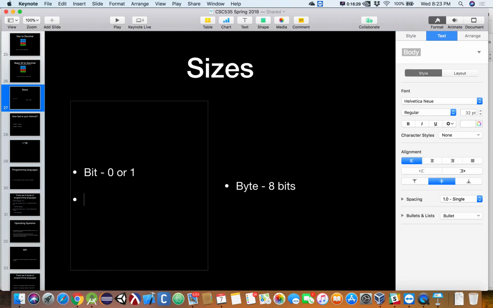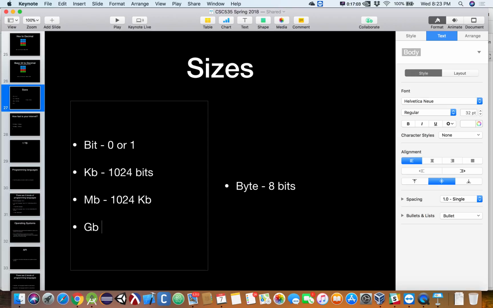So the next thing is a kilobit with a small b. How many bits are in 1 kilobit? 1,000. Almost. 1,024. So we have 1,024 bits in 1 kilobit. Then we have a megabit, small b. How many kilobits are in 1 megabit? 1,024 kilobits in 1 megabit.